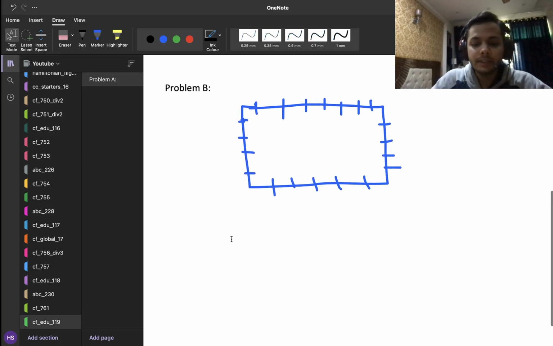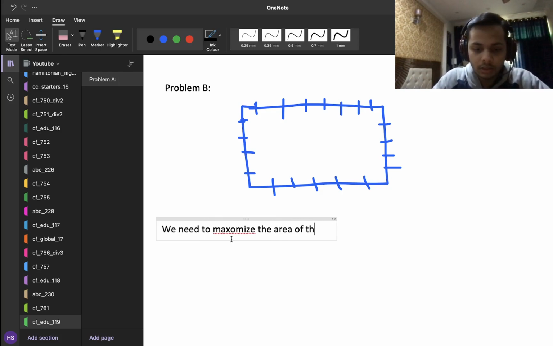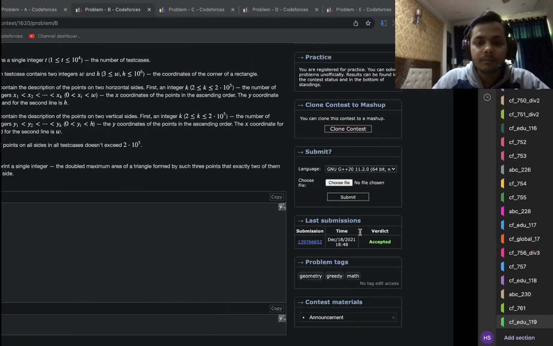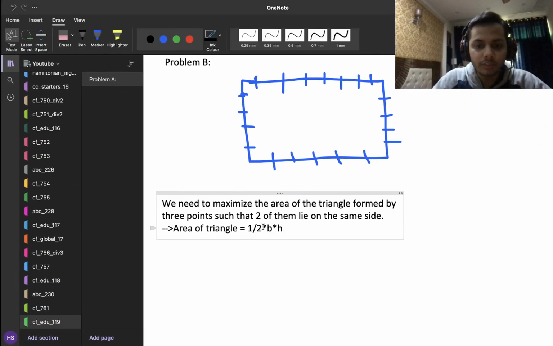And before that, we need to maximize the area of the triangle, right? So we need to maximize the area of the triangle formed by 3 points such that 2 of them lie on the same side. Alright, we know that the area of a triangle is equal to 1 by 2 times base times height, right? And also we have to output twice the area of the triangle, so we can just get rid of this half. So we need to maximize base into height, right?